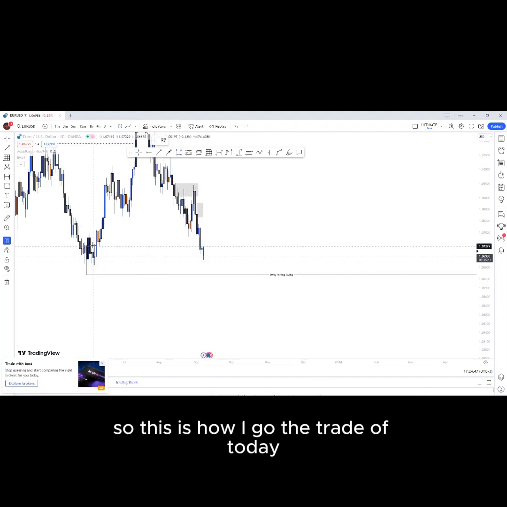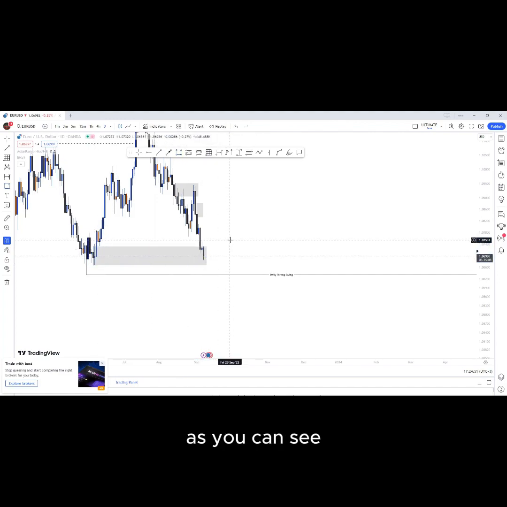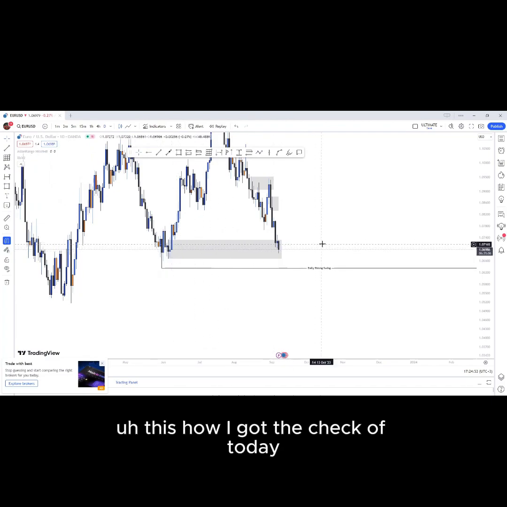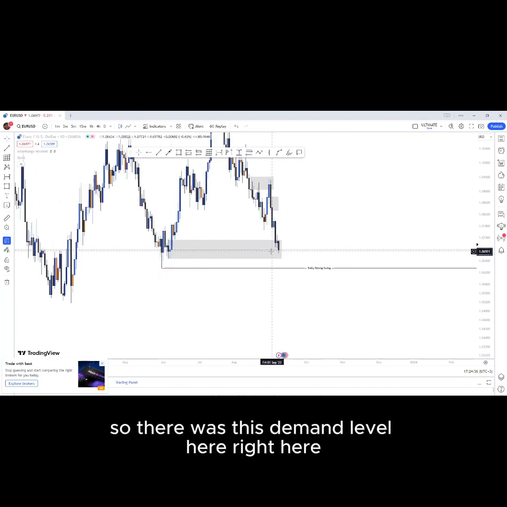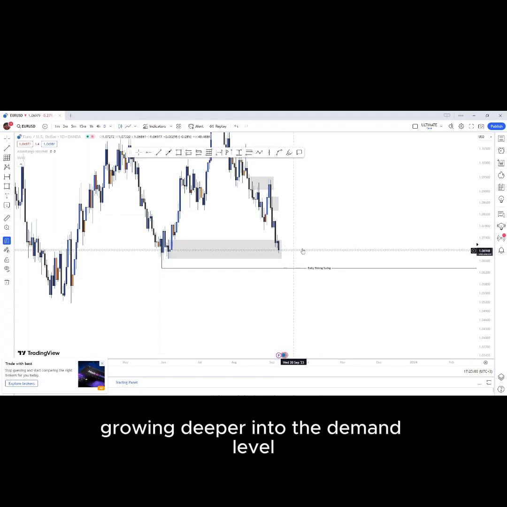Today I'll be doing the trade review of the trade of today, on 9th September 2023. So this is how I got the trade of today. First, we can start from the daily time frame. There was this demand level right here, and the market continued going deeper into the demand level.